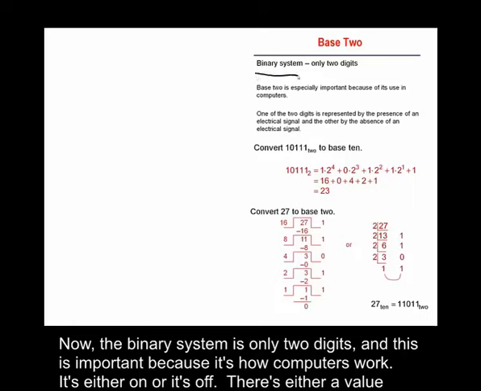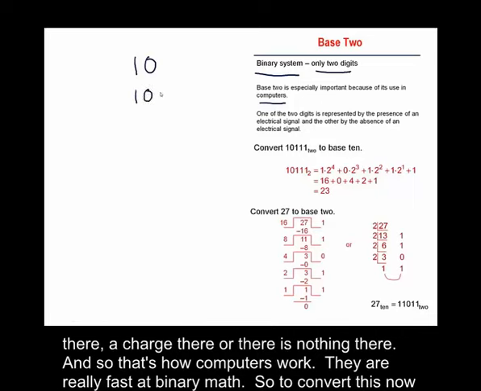Now the binary system is only 2 digits, and this is important because it's how computers work. It's either on or it's off. There's either a value there, a charge there, or there is nothing there. And so that's how computers work. They're really fast at binary math.